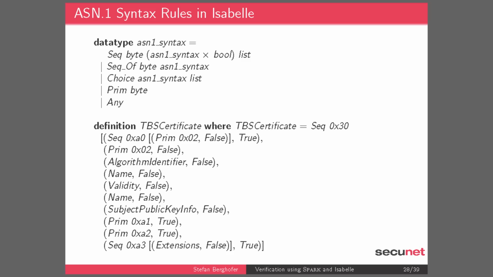Now, we can easily describe these syntax rules in Isabelle using a recursive data type, which I've called ASN1 syntax here. A sequence, for example, consists of a tag encoded as a byte, and then also a list of types of the fields of this sequence. For each field, we also have a Boolean flag saying whether this field can be optional or not. The other constructor is sequence of. A sequence of also has a tag, and then that's the type of the elements of that sequence. And then there's also a choice constructor, another one for primitive types like words or some time type or Boolean type. Another type is any, which will just match any type. That's also used in the X509 specification. That's why we had to include it.